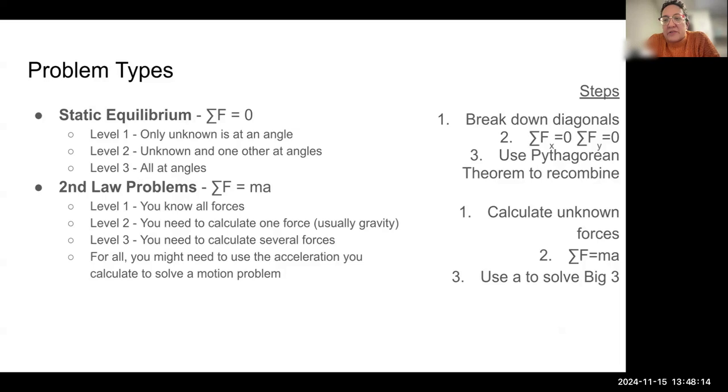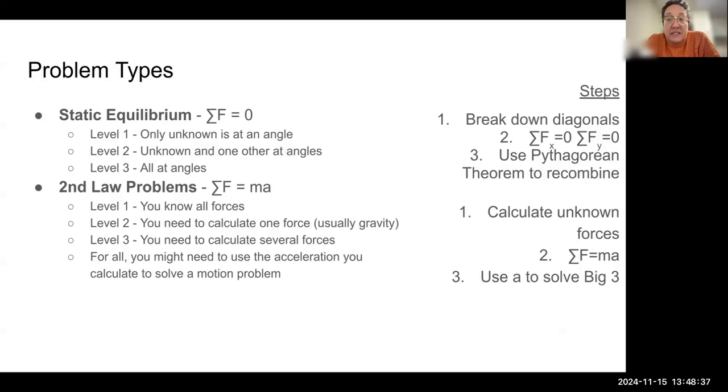For all of them, we use the same steps. You break down any diagonals into their horizontal and vertical components. We go to net force in the x direction is 0 and net force in the y direction is 0. Add all of them up. And then use the Pythagorean theorem at the very end to recombine. When you have Fx and Fy, you use the Pythagorean theorem.